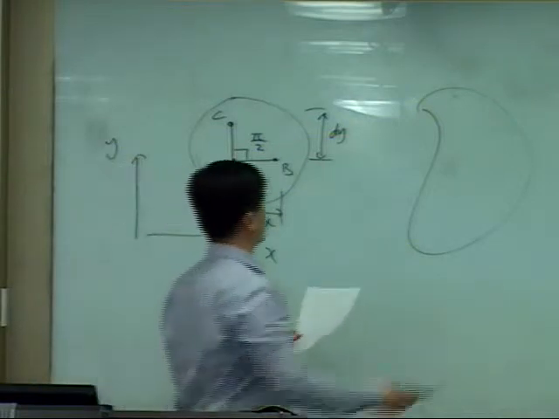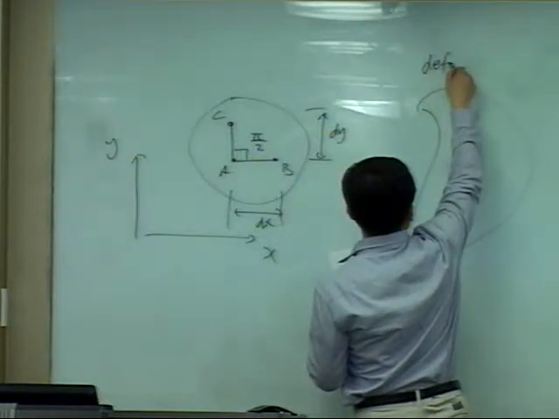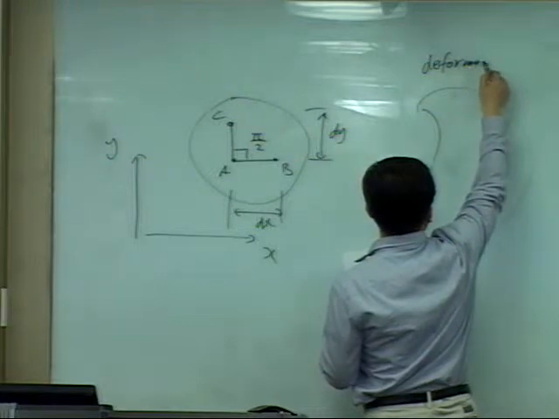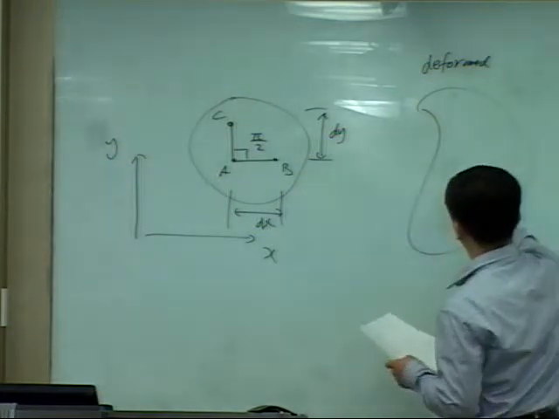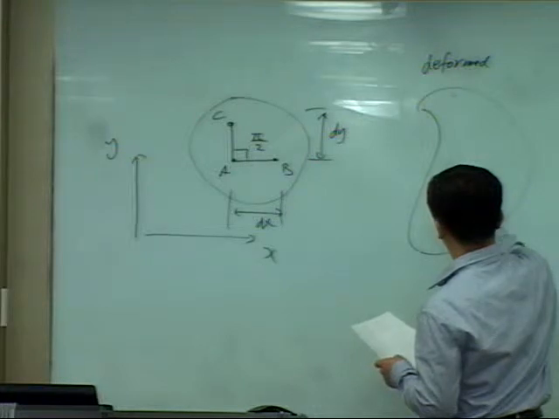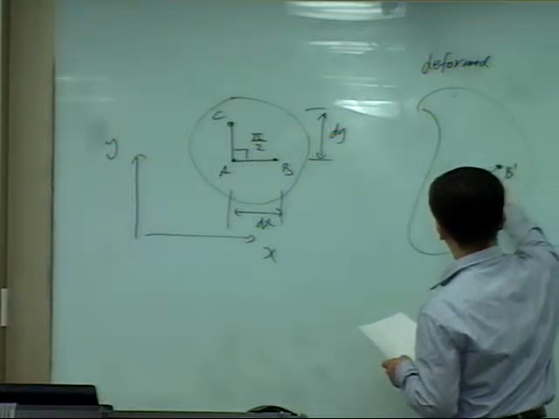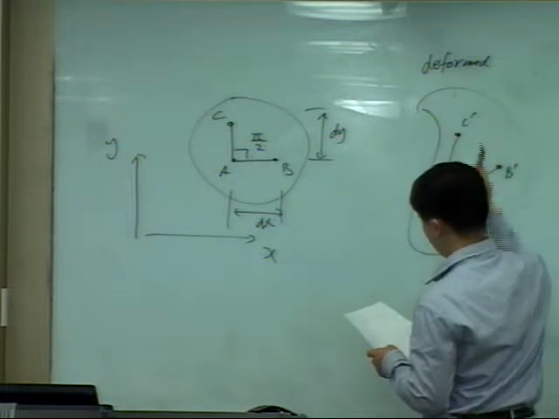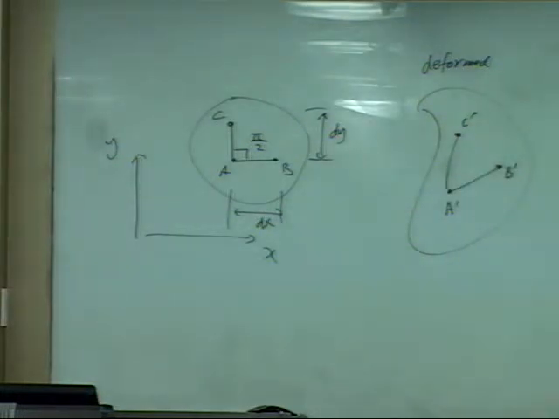And after deformation, these 3 points will move to A', B', C', right? These points will move, and the original angle, which was 90 degrees, will change. Okay? Now let me measure the change in the angle defined by the 3 points ABC.